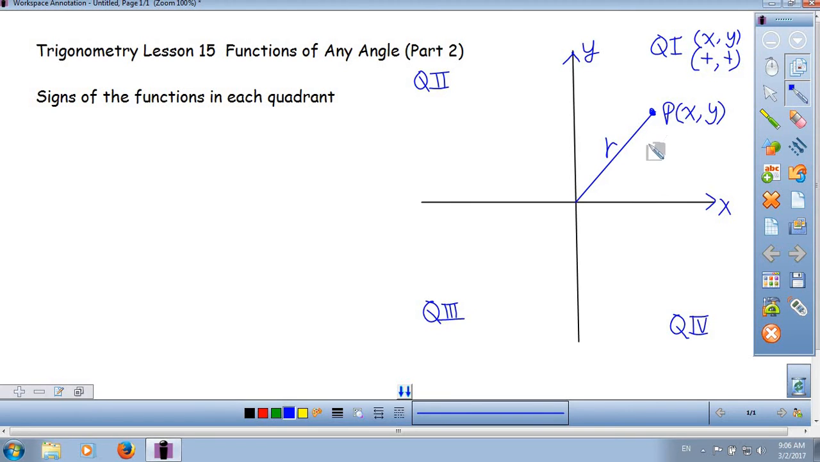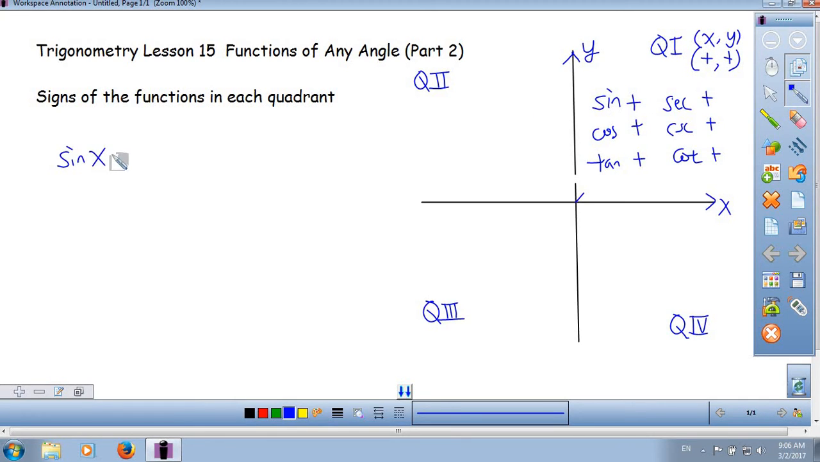So that means that all of sine, cosine, tangent and the others will be positive in quadrant 1. Let me go ahead and erase that. Sine will be positive, cosine will be positive, tangent also will be positive. Secant will be positive, cosecant will be positive, and cotangent also will be positive. So all 6 functions will be positive in quadrant 1. The reason is because both x and y are positive and r is positive, so all their ratios are positive.